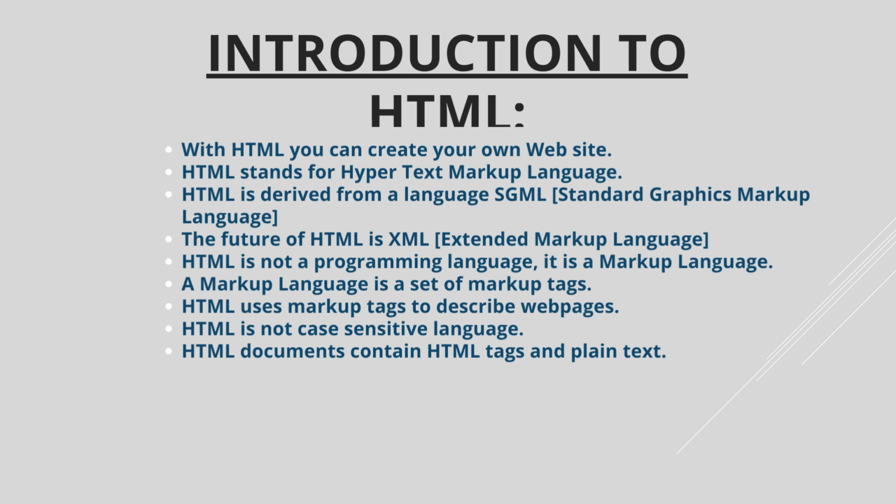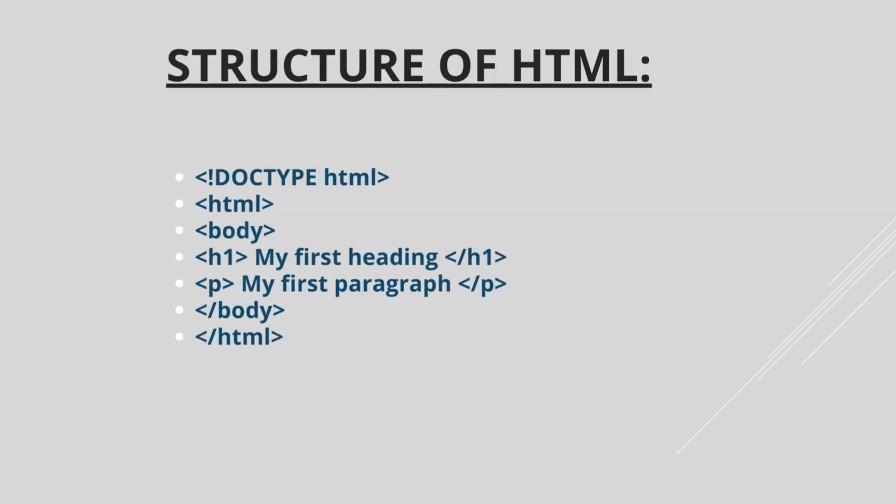So, moving on to the next slide, we have the structure of HTML. The structure of HTML is mainly divided into two parts. The first one is the head and the second one is the body. The head section contains the information about the HTML document, for example, the title of the page, version of HTML, metadata. The second one is our body. This contains everything we want to display on the web page.